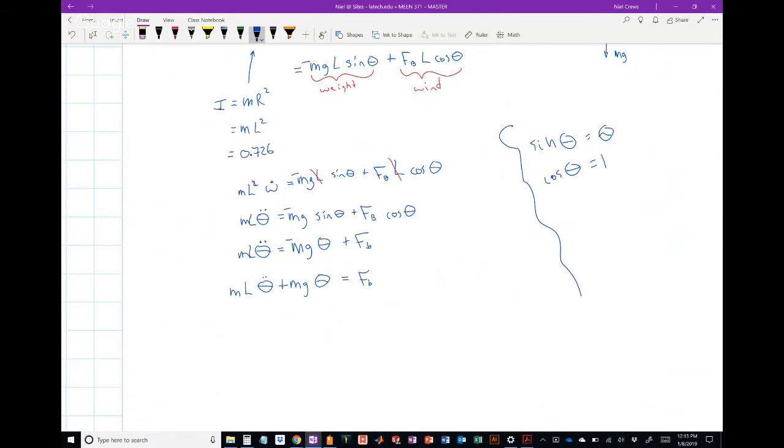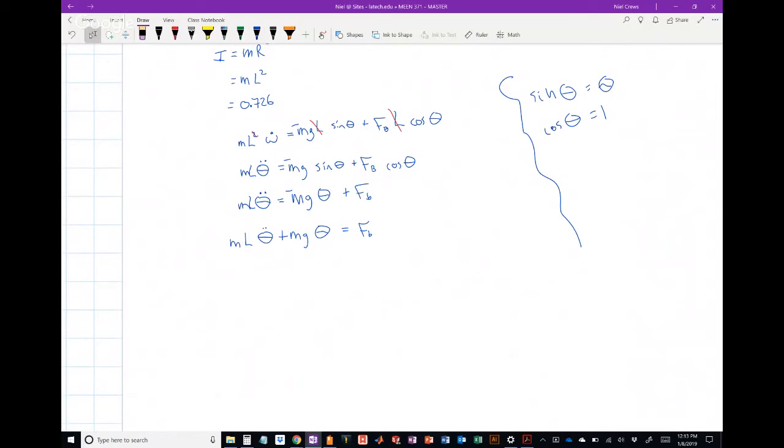sure that this has a coefficient of 1, that first term, that second derivative. And so we'll just divide everything now by mL. Theta double dot plus g over L, since the m's cancel, theta equals F_B. If you'd like to make it a little bit clearer, we could even say theta double dot plus 0 theta dot plus g over L theta equals this breeze force.